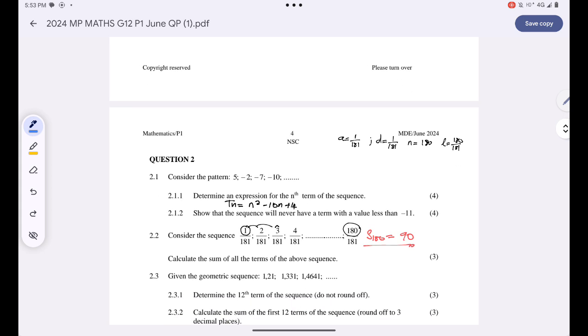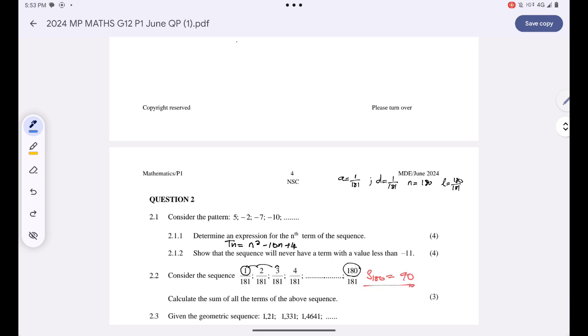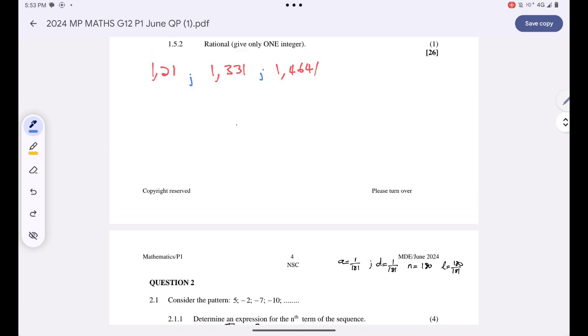Firstly, they want us to determine the 12th term of the sequence. We are being asked to not round off our answer. Okay. For us, guys, to find the 12th term, I only need two things first. Né? I need the value of A as well as the value of R. A is basically 1.21, and then R is just 1.331 divided by 1.21. This will simply give me 1.1.